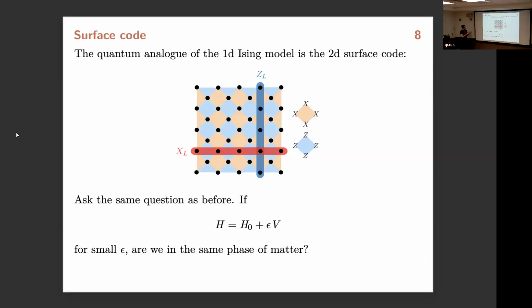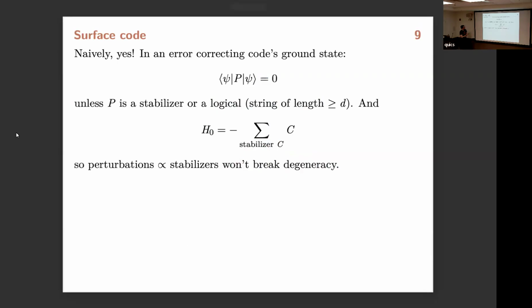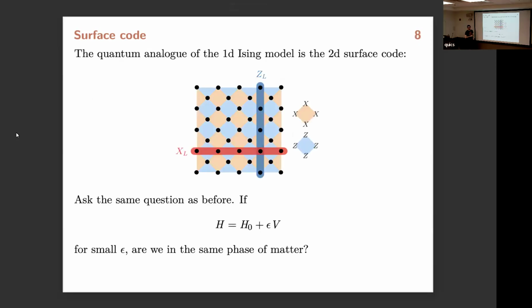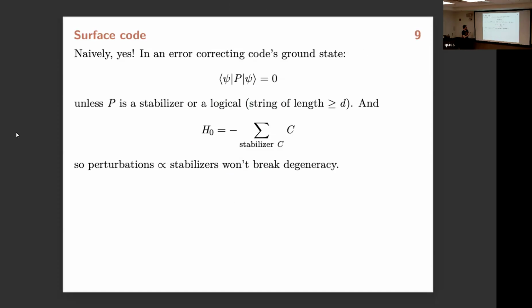Now, in the classical case, we said no, this would never be the case for general perturbations. But in the quantum case, we should be more optimistic, because if we look at an operator P that is any few-body operator, it always has 0 expectation value in the ground state unless it's one of the stabilizers, the parity checks that already show up in the Hamiltonian. Or P could be a logical operator, but remember that these logicals in the surface code are extensive objects. So we won't see them in our perturbing V.